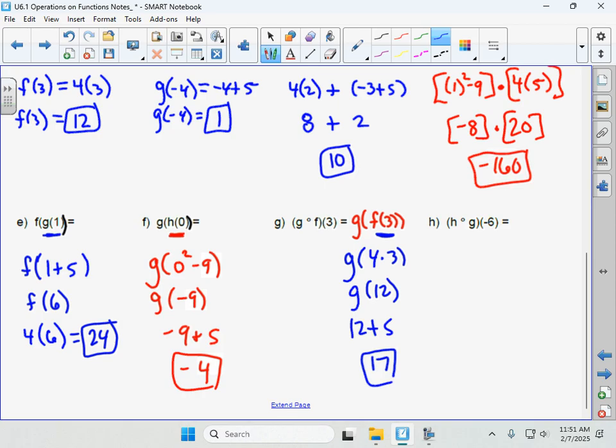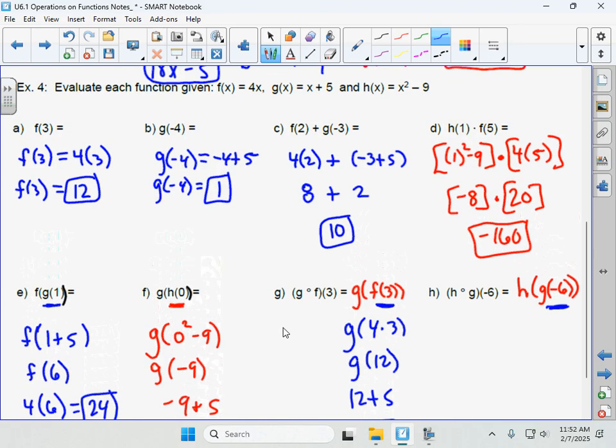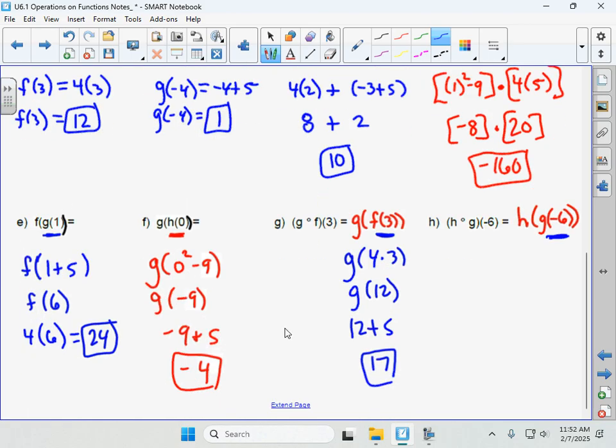All right, and last one, h of g of negative 6. All right, again, you could rewrite it as h of g of negative 6. So we're going to find g of negative 6 first. So we'll put negative 6 in for x in the g function. So x plus 5. So h of negative 6 plus 5. So that's h of negative 1.